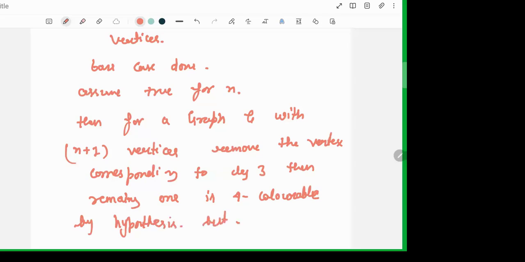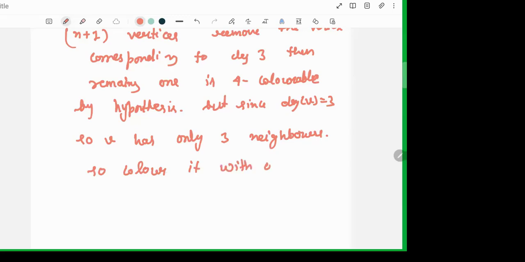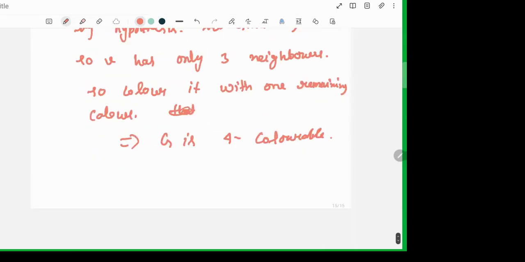But since the degree of p is equal to 3, that means p has only 3 neighbors. So color it with the one remaining color. So this implies G is 4 colorable. So yeah, we are done.